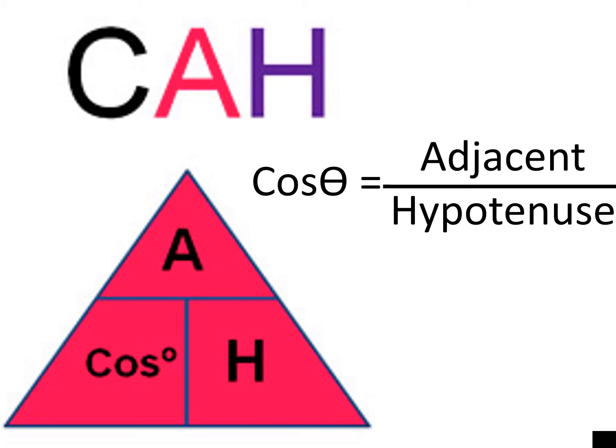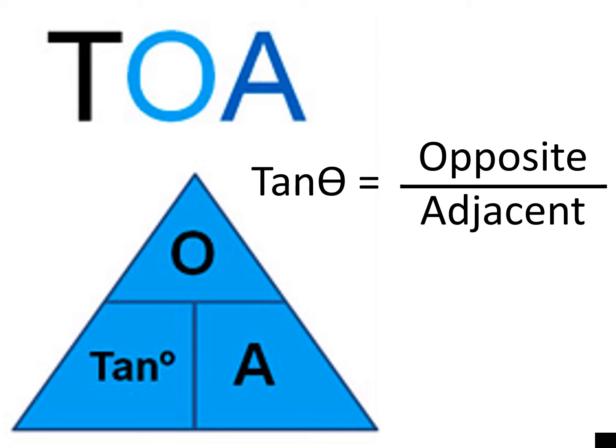The next one is CAH. So cos of the angle is equal to adjacent over hypotenuse. And the last one is TOA. So tan of the angle is equal to opposite over adjacent.